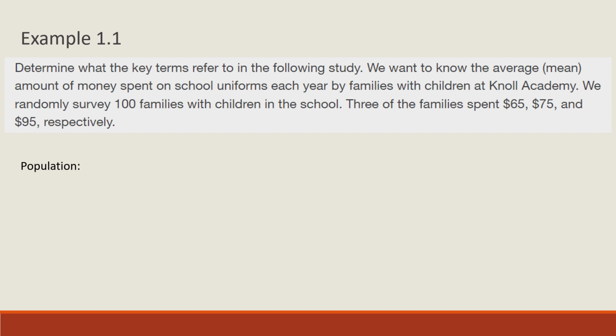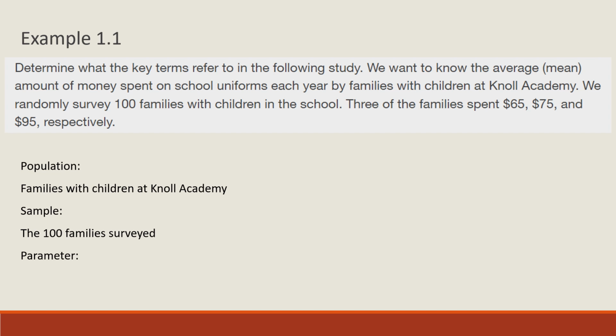So what is the population here in this example? It's going to be families with children at Knoll Academy. What is the sample? It's going to be the 100 families surveyed. So they're kind of the same, right? They're similar because the sample comes from the population. What is the parameter? So the parameter, again, deals with something from the population. So it's the mean amount of money spent on uniforms, and you could even say by families with children at Knoll Academy.